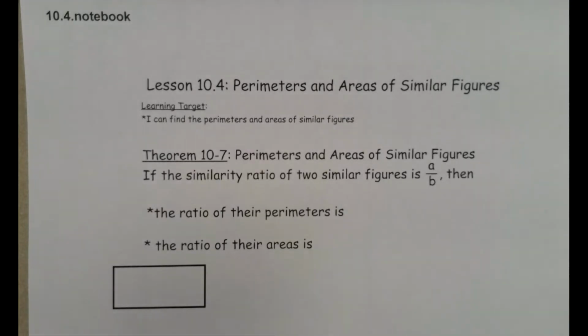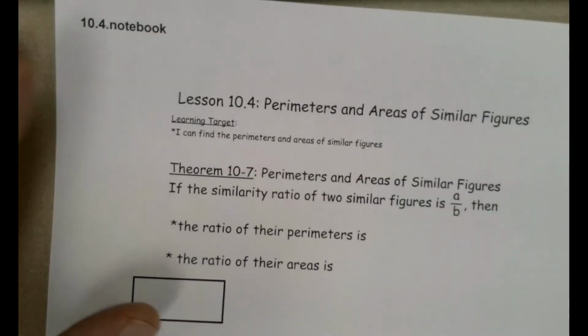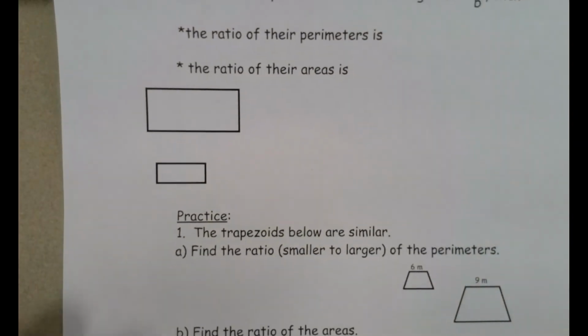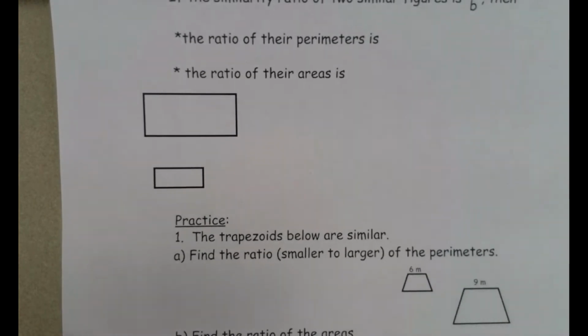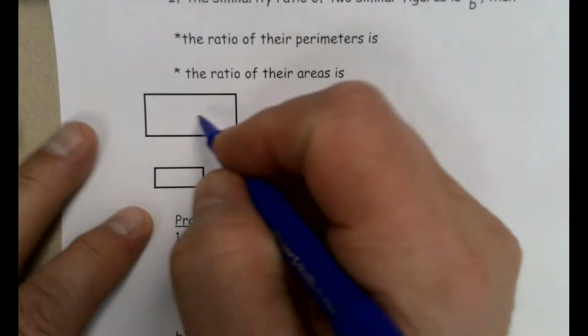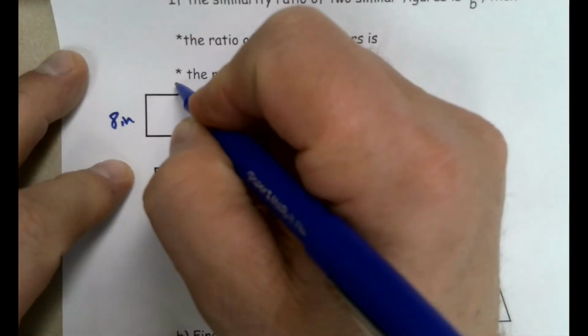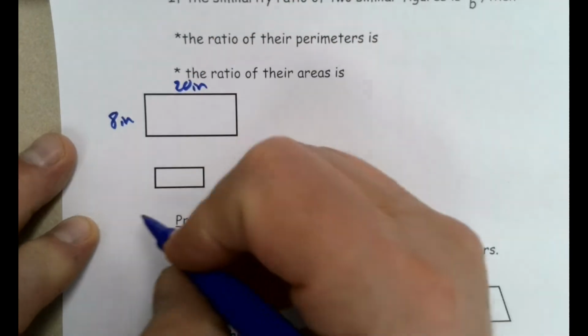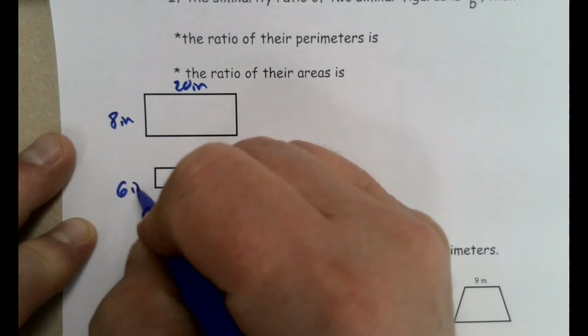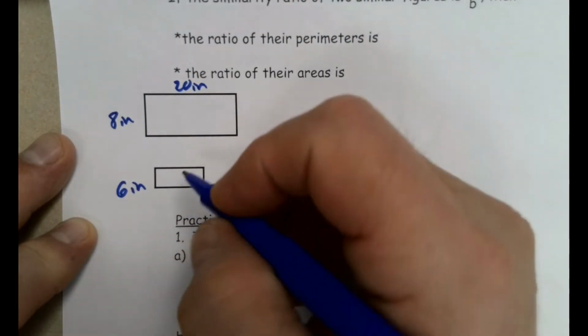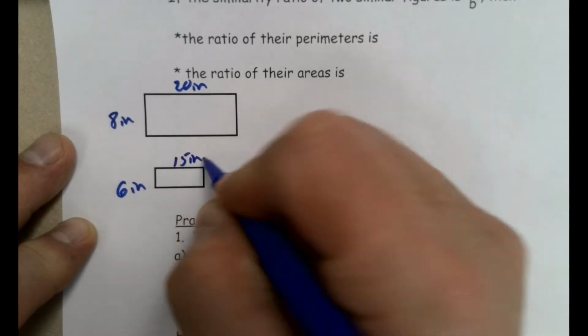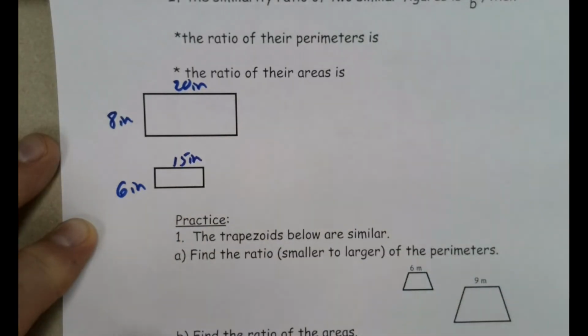If the similarity ratio of the two similar figures is A to B, then, and we've got to figure out the then. We're going to figure out what the ratio of the perimeters is and what the ratio of the areas is. And so we're going to use a couple of rectangles that are similar. Okay, and we'll say that this rectangle is, let's say, 8 inches, and this one is 20 inches here, and this one is 6 inches. Doesn't look quite like 6, but we'll go with 6, and this one is 15 inches. Okay, pictures are not necessarily drawn to scale.